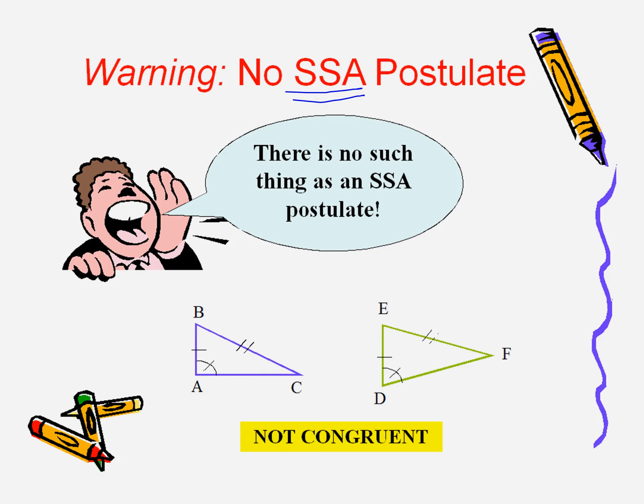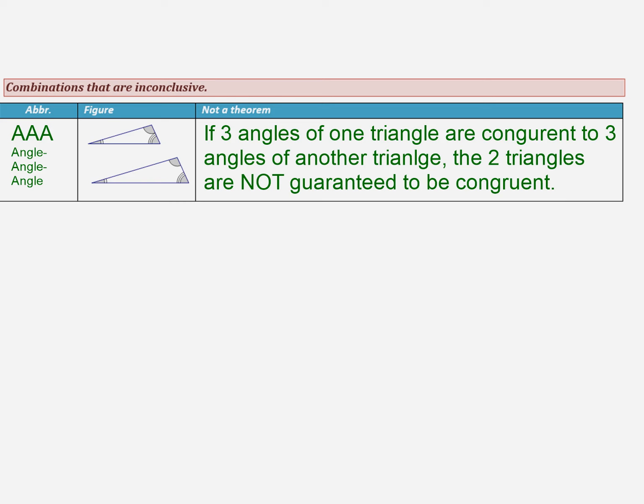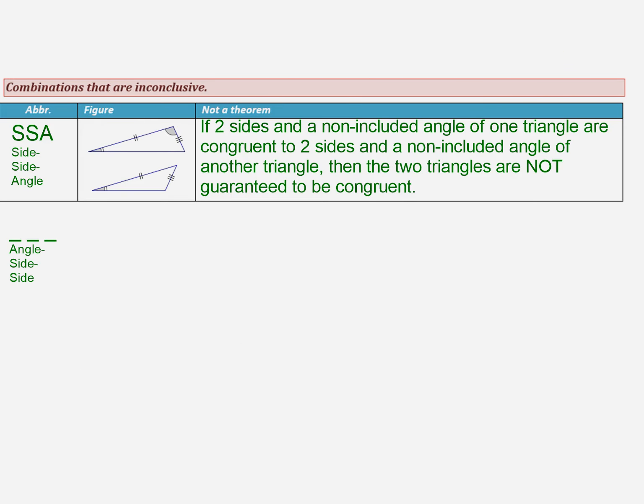I'm going to go back a slide so you can fill this out. This is what goes at the bottom. These are combinations that are inconclusive. It might turn out that the two triangles are congruent, but it's not definite, and we need definite. So angle, angle, angle is not a way. We're never going to use angle, angle, angle to prove two triangles are congruent. And we're not going to use side-side angle, or angle side-side. This is not a way to show triangles are congruent.